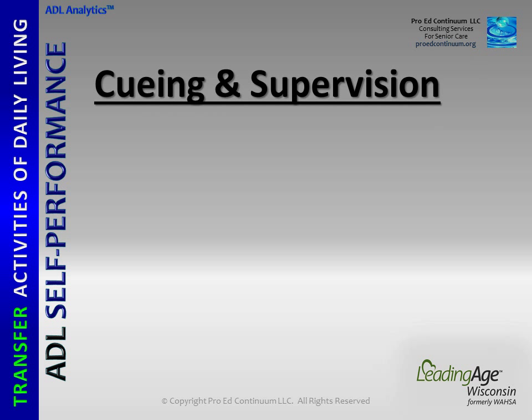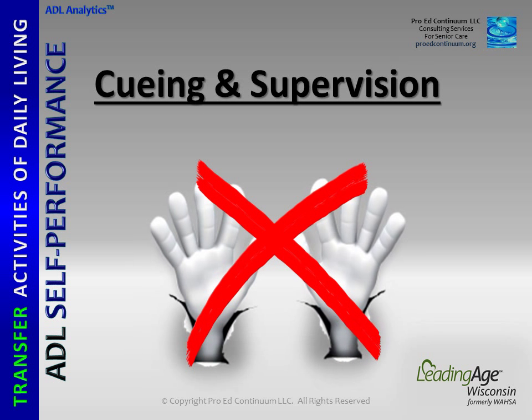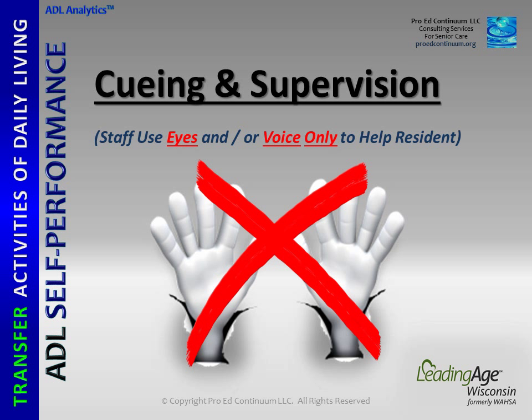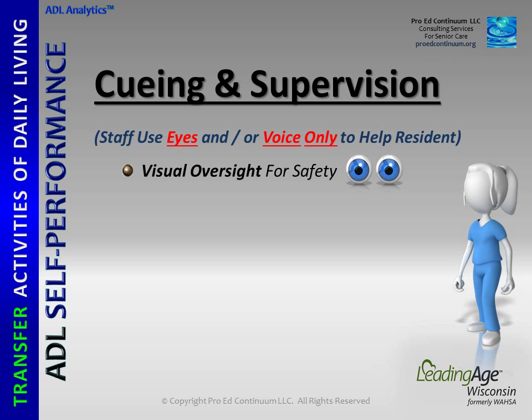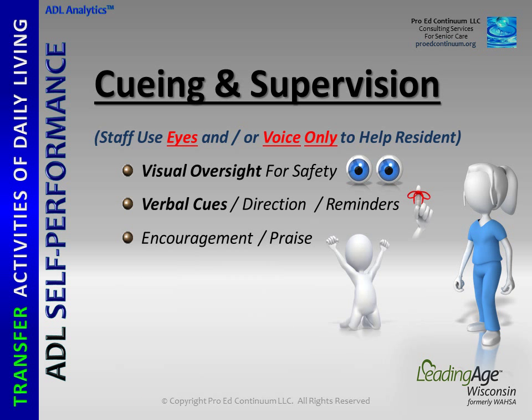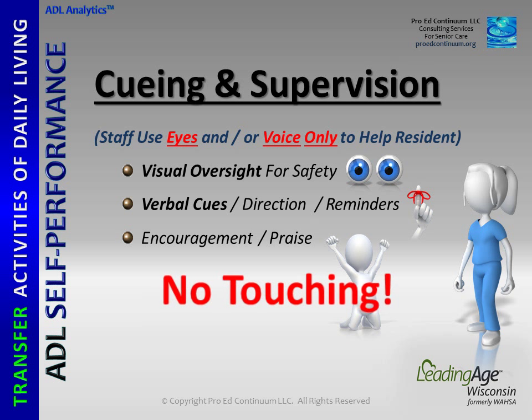Cueing and supervision involves no physical contact between resident and staff. Staff use their eyes and/or voice only to observe or cue the resident through ADL tasks. Cueing and supervision includes visual oversight for safety, verbal cues, directions, or reminders, as well as encouragement and praise. There is no physical contact during cueing and supervision help.